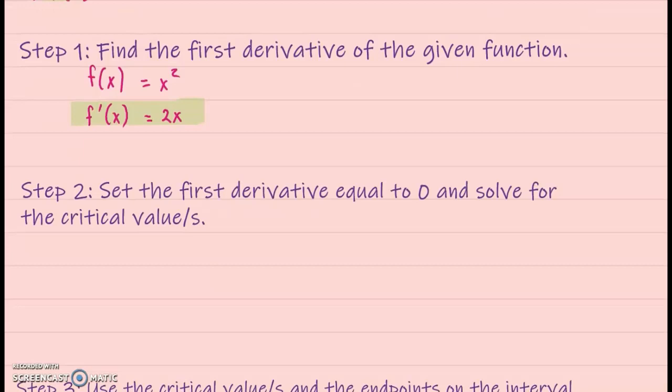Step 2. Set the first derivative equal to 0 and solve for the critical value. So in step 1, we came up with f prime of x equals 2x. For step 2, we have to set our first derivative to 0. So that would be 2x equals 0. Solve for x, divide both sides by 2. Okay, x is equal to 0. So that is your value of x. Now, that x equals 0 is your critical value.